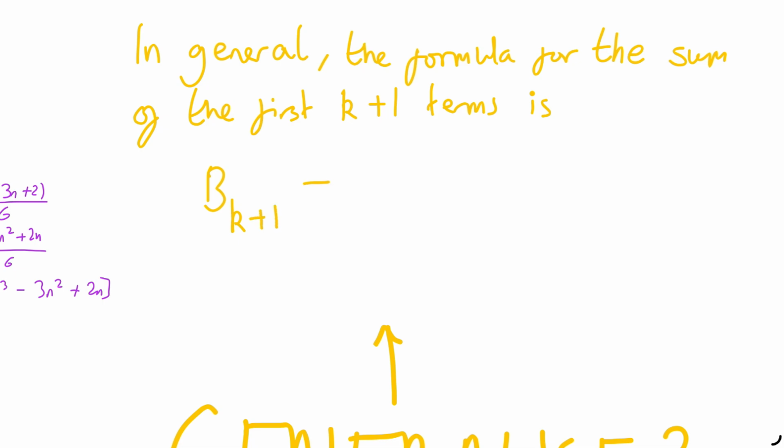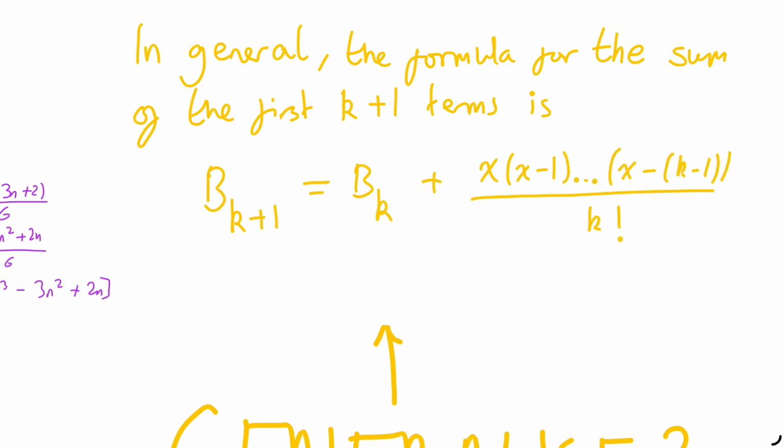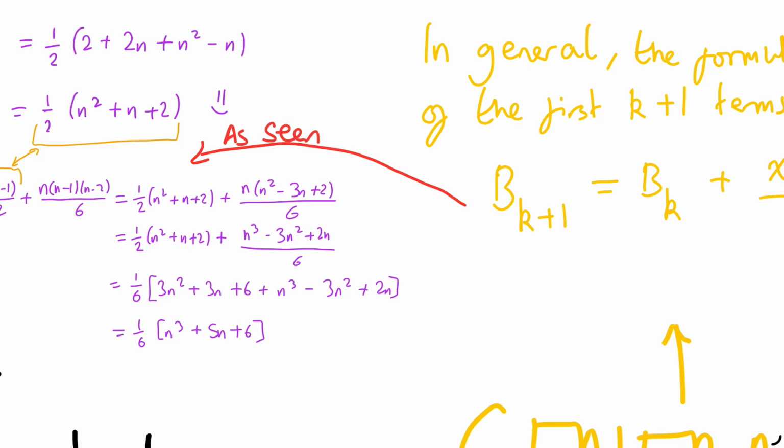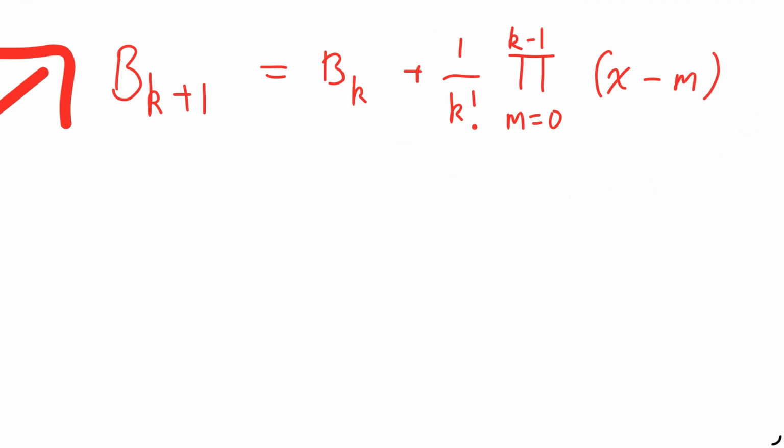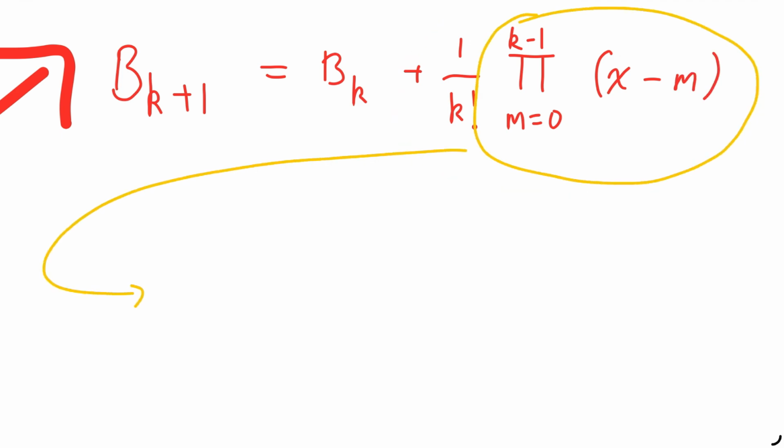You get that b_{k+1} equals b_k plus x times (x minus 1) all the way down to (x minus k minus 1), all over k factorial. And we can make this look slightly cleaner with some snazzy product notation. And it's that second term that we need to focus on. We really need a clean and simple way of finding the coefficients of that polynomial.